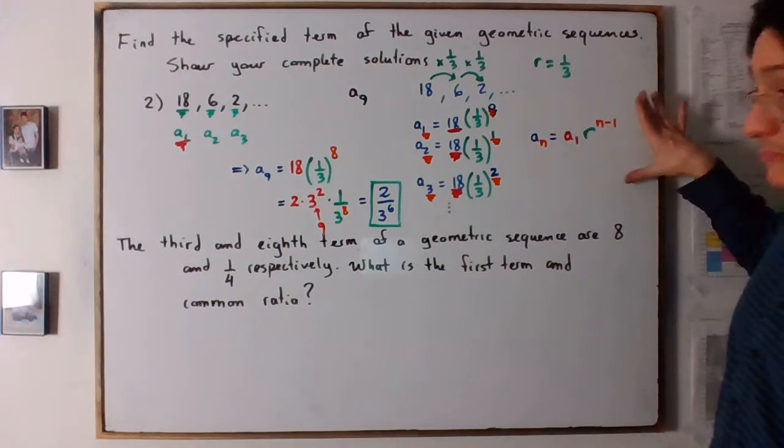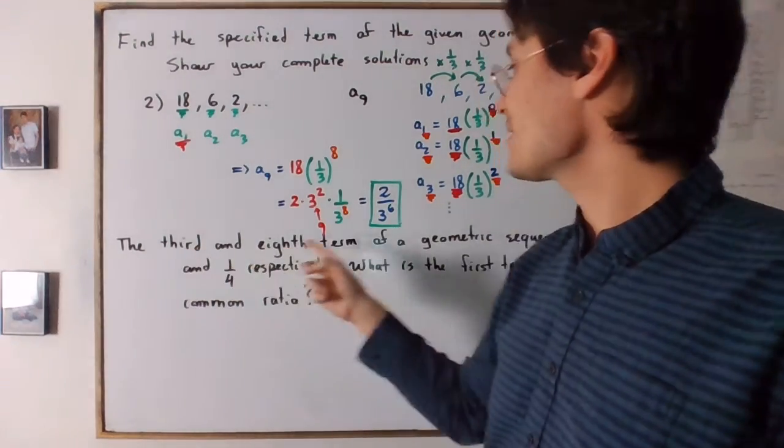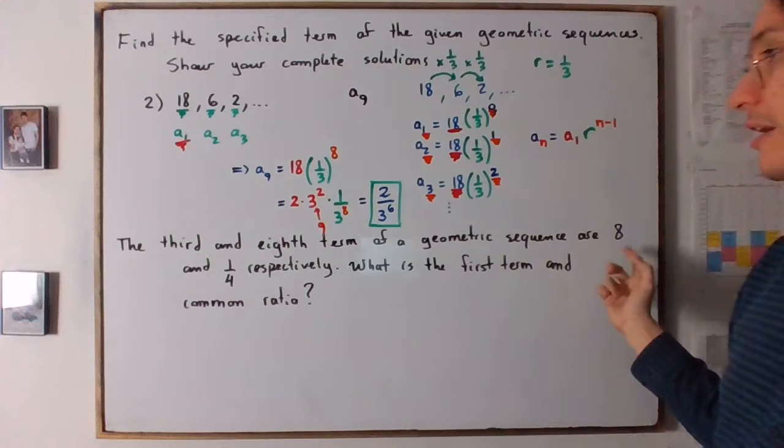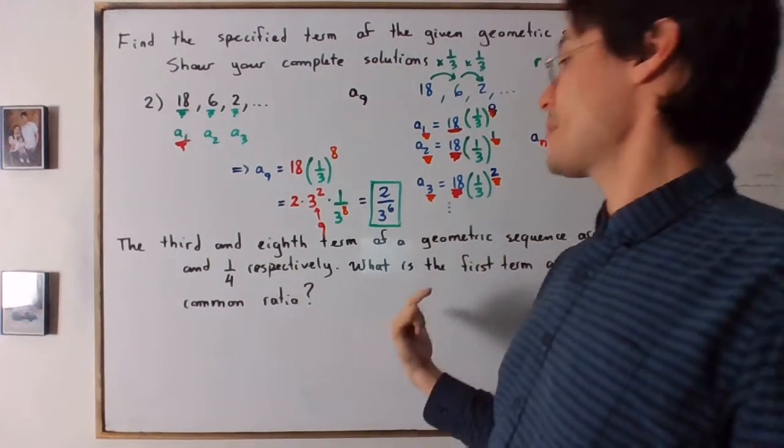All right, hopefully that makes sense for this guy. How about this? The third and the eighth term of a geometric sequence are 8 and 1 over 4. So what is the first term and what is the common ratio?